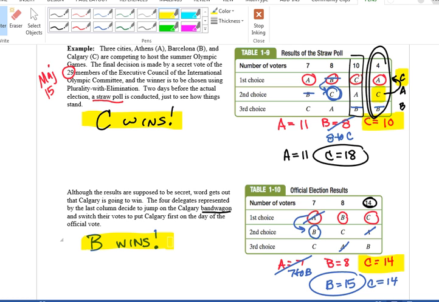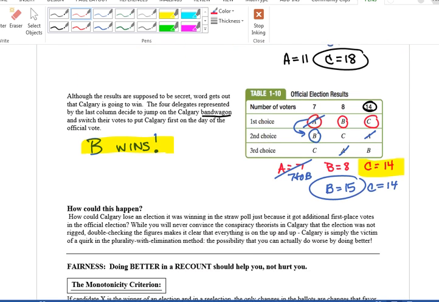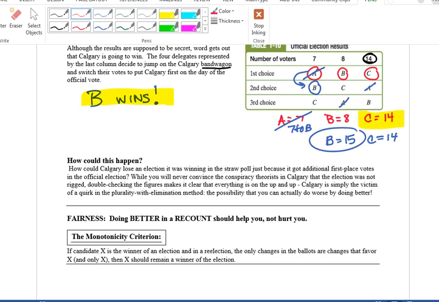Another way to think about this is, let's say we have an election for class president, and you are elected in a straw poll conducted before we go to lunch. You have the most first place votes. You win our plurality with elimination election in the straw poll. During lunch, you convince 4 more people to vote for you instead of somebody else. And because you got more votes, now you lose. This is unfair. So this is called monotonicity. This is just a quirky thing that happens with plurality with elimination.